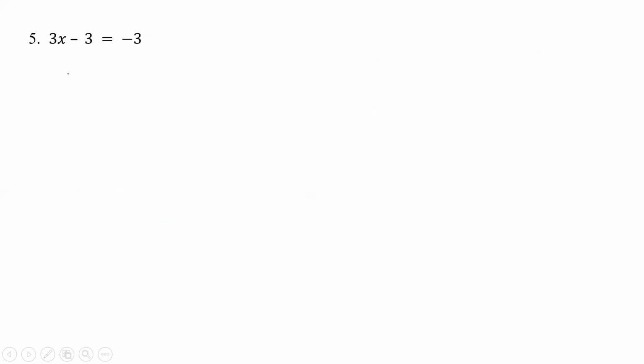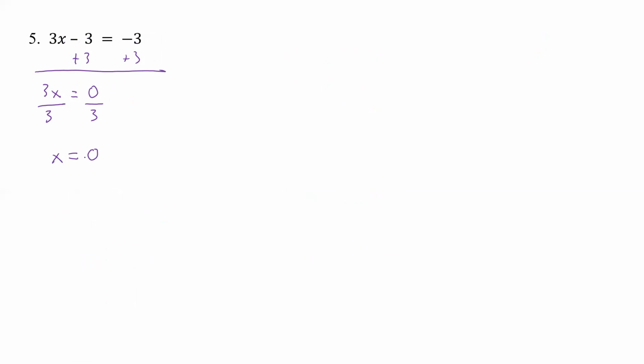All right, how about this one? Here we're going to add 3 to both sides, it looks like, because we have to get rid of this 3. So we have 3x equals, well, 3 minus 3 is 0. Now we divide by 3. That gives x equals, well, 0 divided by 3 is 0.